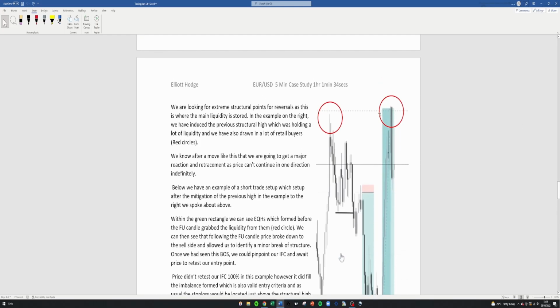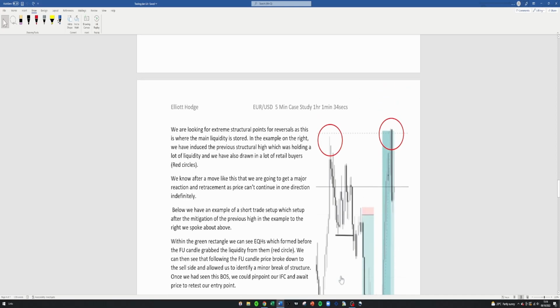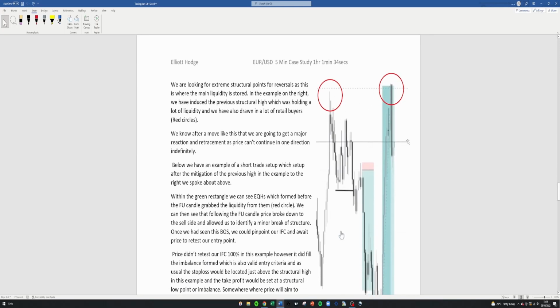So this is another trade. TP was obviously hit on that one, and we follow on from the new price action formed once TP hit. So we're looking for extreme structural points for reversals, as this is where the main liquidity is stored. In the example on the right, so this one here, we've induced the previous structural high, which is the first red circle, which was holding a lot of liquidity, and we've also drawn a lot of retail buyers into the market.